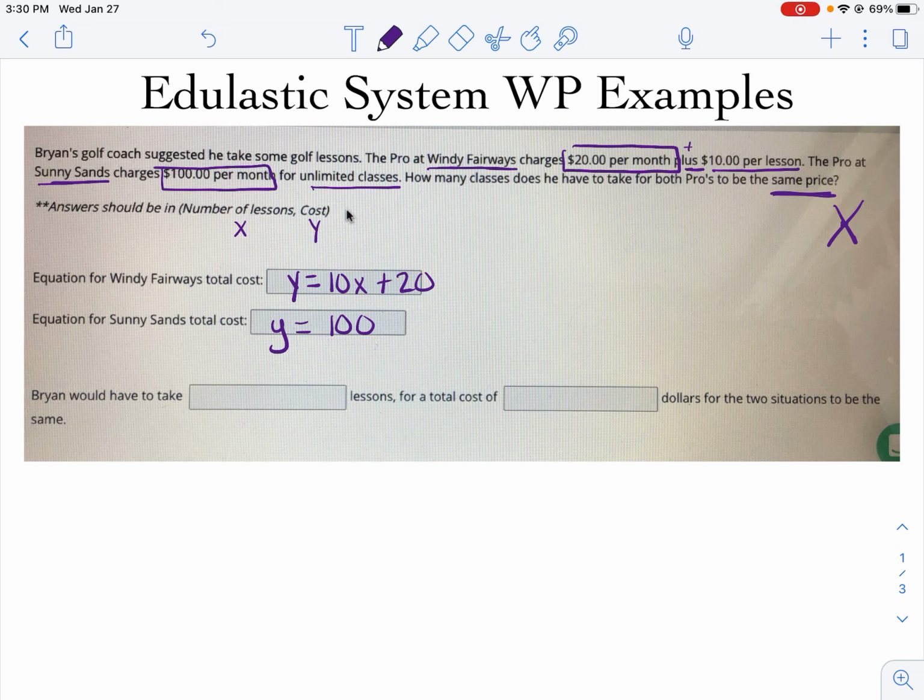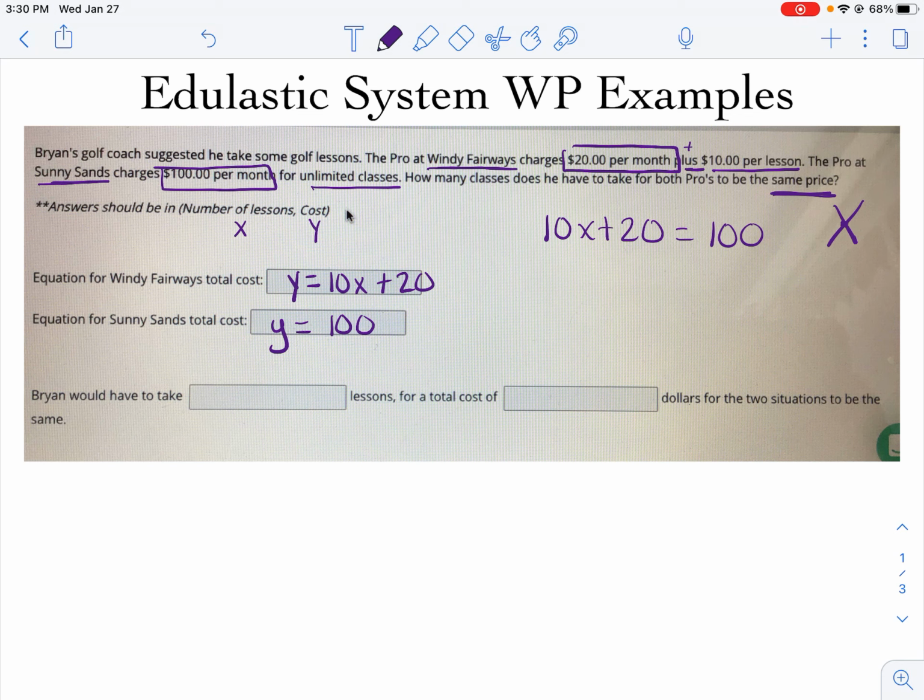Now, when we start thinking about what we have to do to solve, on this one, we see that they're both set equal to y, because y equals 10x plus 20 and y equals 100. We're going to set them equal to each other. So we would have 10x plus 20 equals 100.